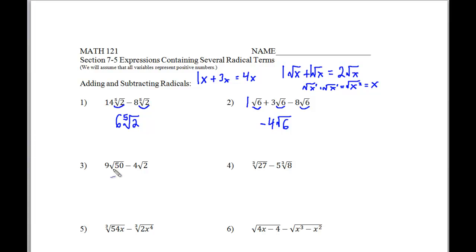Well, what's nice about this is using our root chart from our previous worksheets here, we can see that you can break this into 9 times the square root of 25 times the square root of 2, which then the 9 times the square root of 25 is the same thing as 9 times 5, and the 9 times 5 is 45 square roots of 2 minus 4 square roots of 2, which is going to be 41 square roots of 2. So once you have your common square roots, you can put those together.